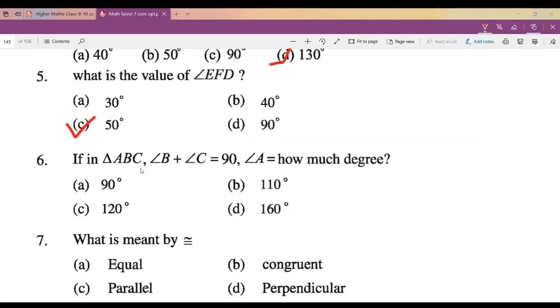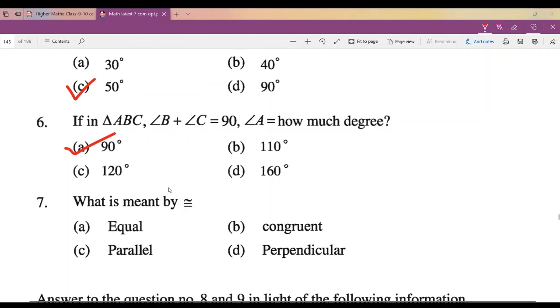In triangle ABC, we know the sum of three angles of a triangle is 180 degrees. So the sum of two angles is 90 degrees, so obviously the other angle is 90 degrees, because the sum of three angles of a triangle is 180 degrees.